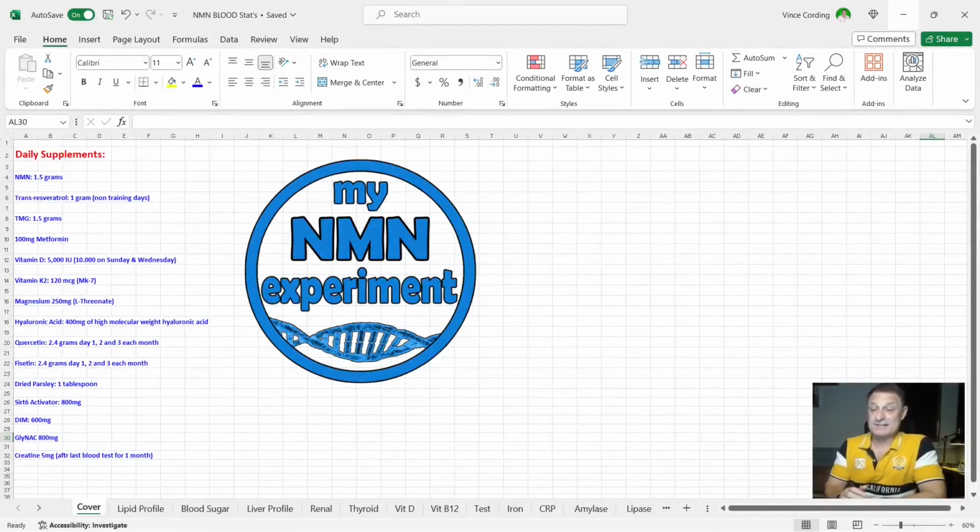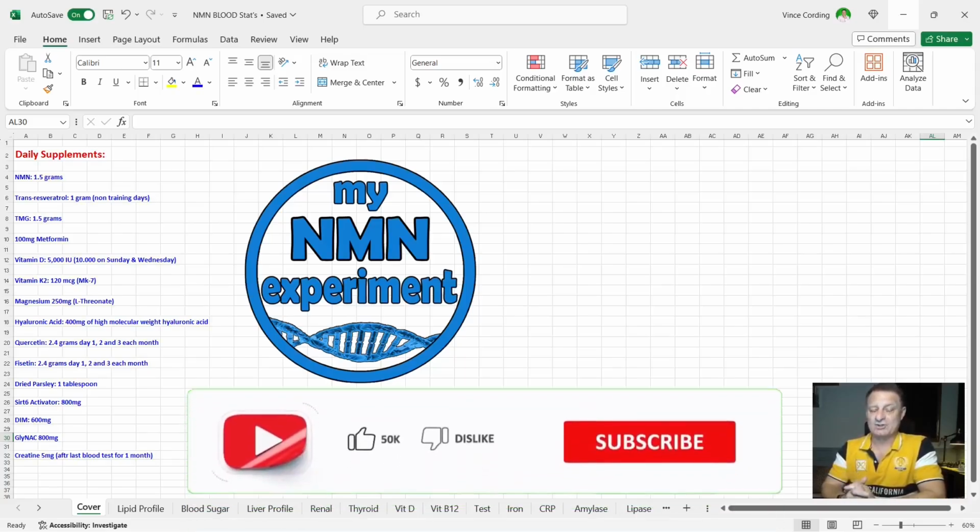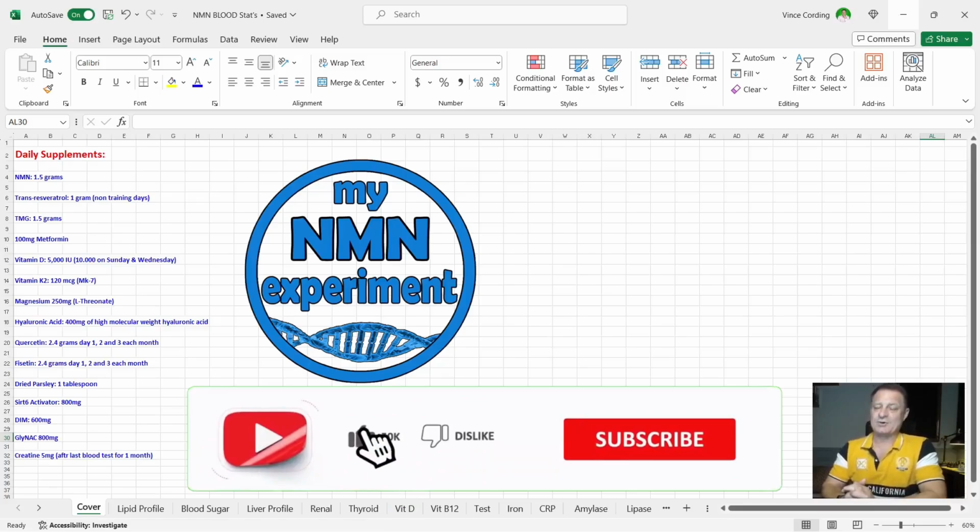Let's quickly take a look at the supplements I was taking when I had these blood tests done. Please don't skip ahead because some things have changed. NMN 1.5 grams a day, no change there. Trans resveratrol 1 gram a day on the non-training days. So I take it on Tuesday, Thursday and Saturday. I class a non-training day as a day that I'm not in the gym lifting weights.